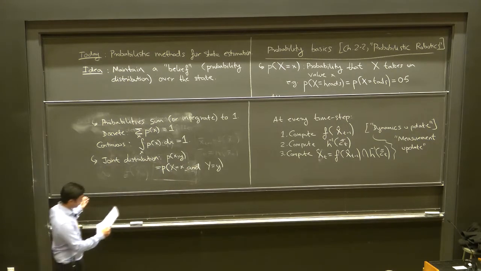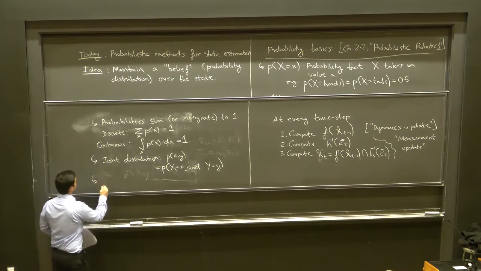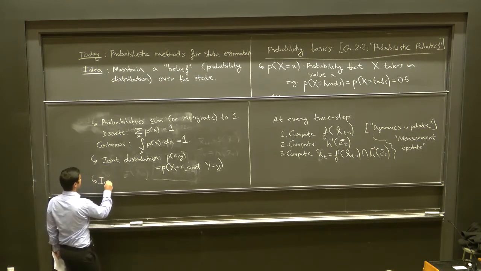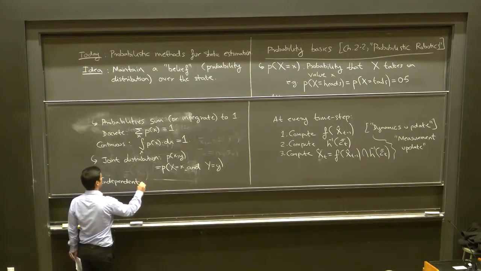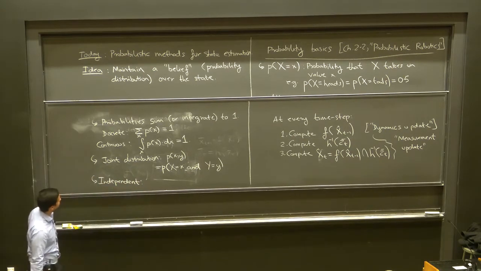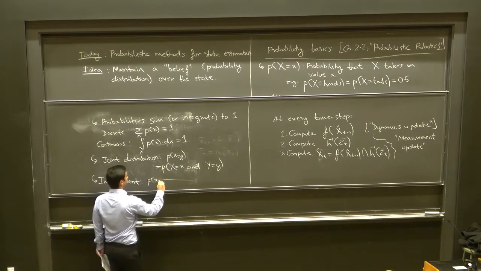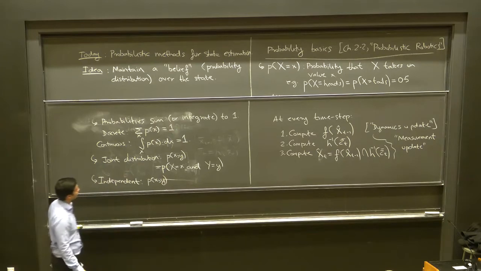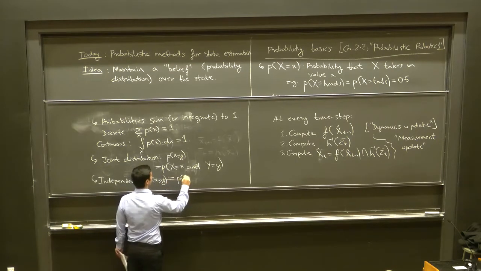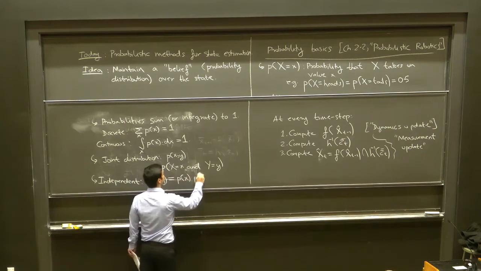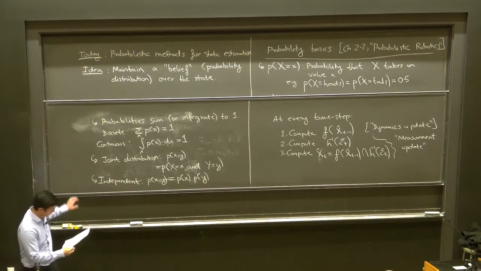All right. And then if you have independent random variables, so two independent random variables, then the joint distribution over x and y is just the product p of x multiplied by p of y.